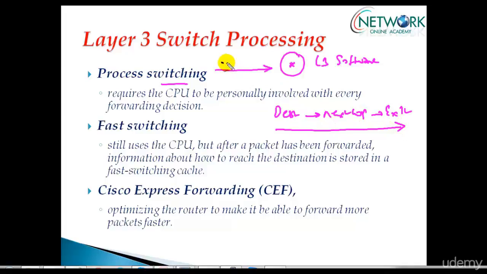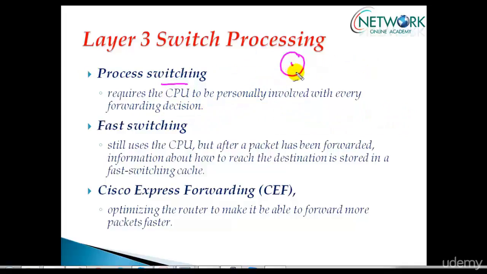Similarly, if any other packet comes, the same process happens one more time. Which means every time any packet comes, even if it is for the same destination, it is still going to do the lookup. That is what happens in process switching. It requires the CPU. The router CPU has to be personally involved in each and every forwarding decision. So for each and every packet entering the router, it is going to do the layer 3 lookup and forward the packet. This adds more overhead on the router, or a multilayer switch, whatever is doing the routing process.